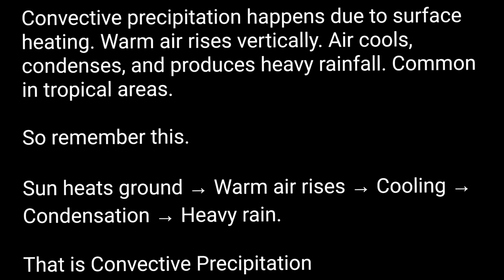Convective precipitation happens due to surface heating. Warm air rises vertically, air cools, condenses, and produces heavy rainfall, common in tropical areas. So remember this: Sun heats ground, warm air rises, cooling, condensation, then heavy rain. That is convective precipitation.